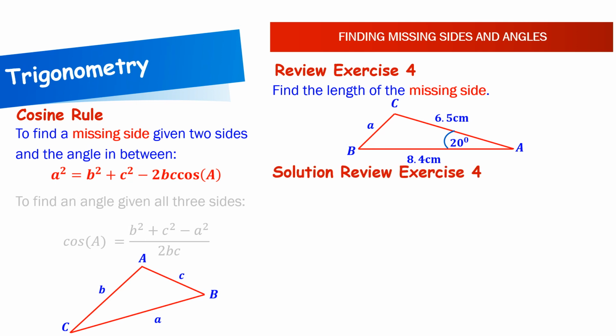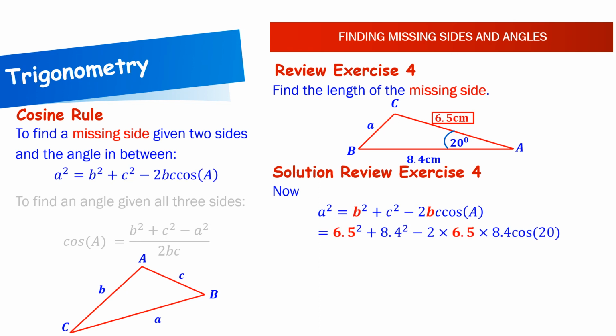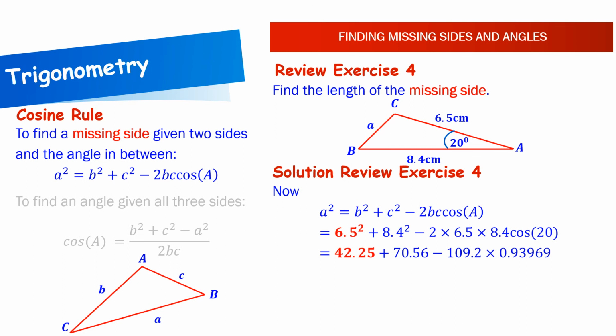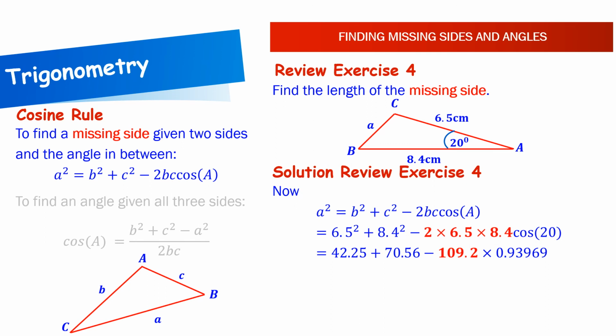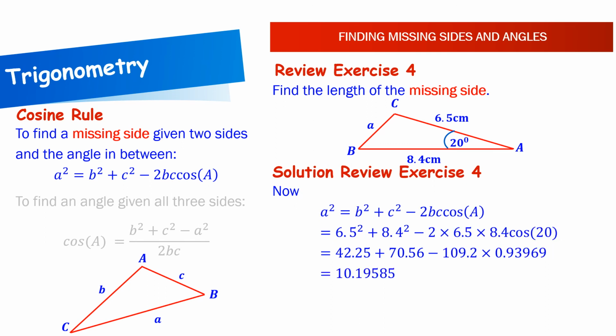Let's solve this. We simply need to plug in the given values into our formula. So here's our formula, or the cosine rule. We've plugged in b equals 6.5, c equals 8.4, and capital A equals 20 degrees. And then we tidy up and calculate.